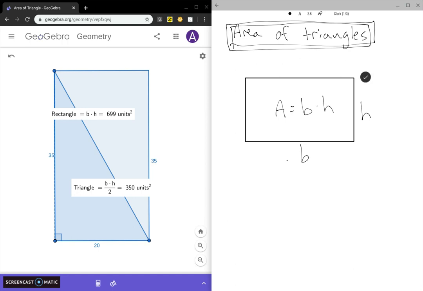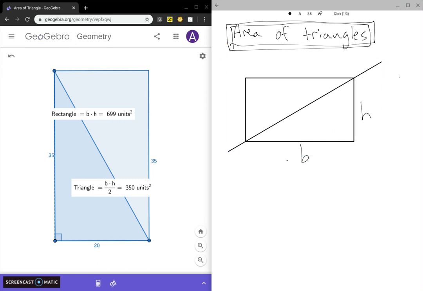Okay. Now let's talk about this relationship between rectangles and triangles. So if I want to cut a rectangle in half, I could chop it down the middle. I could chop it down the middle horizontally. A third option is I could actually chop this diagonally. Let's see if I can get that just right. There we go.